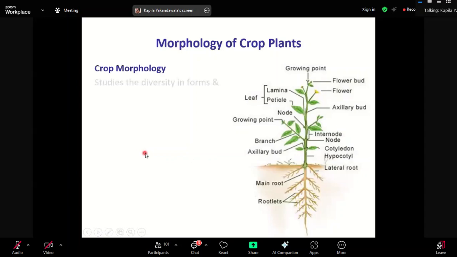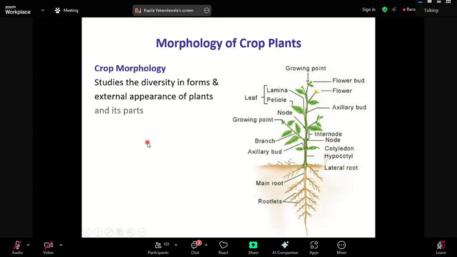Right. If you look at morphology, in morphology, we study the diversity and different forms and external appearance of the plants and its parts.